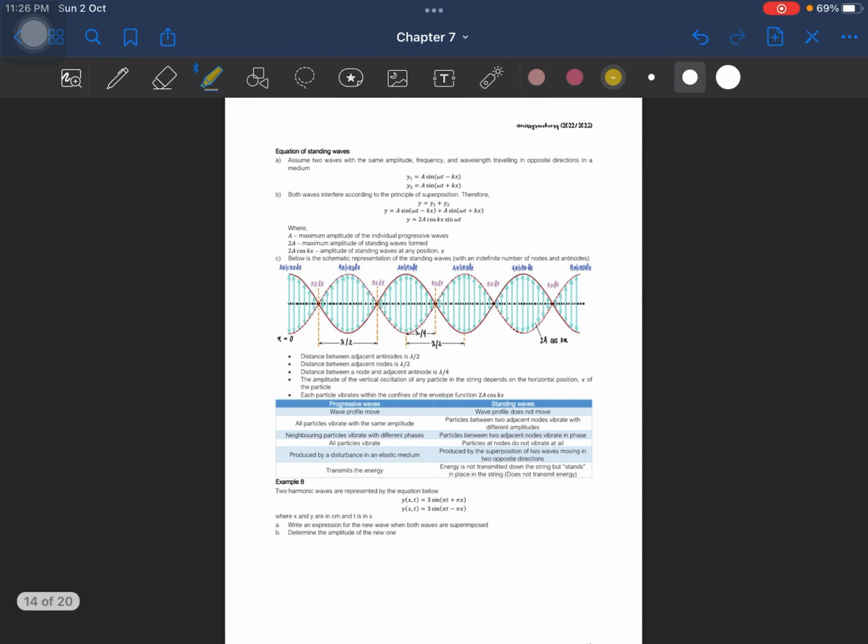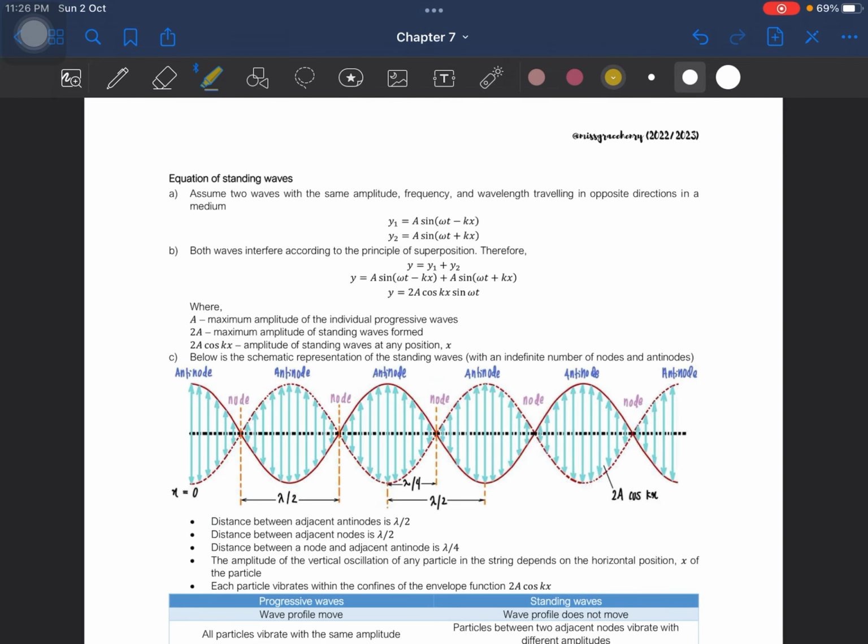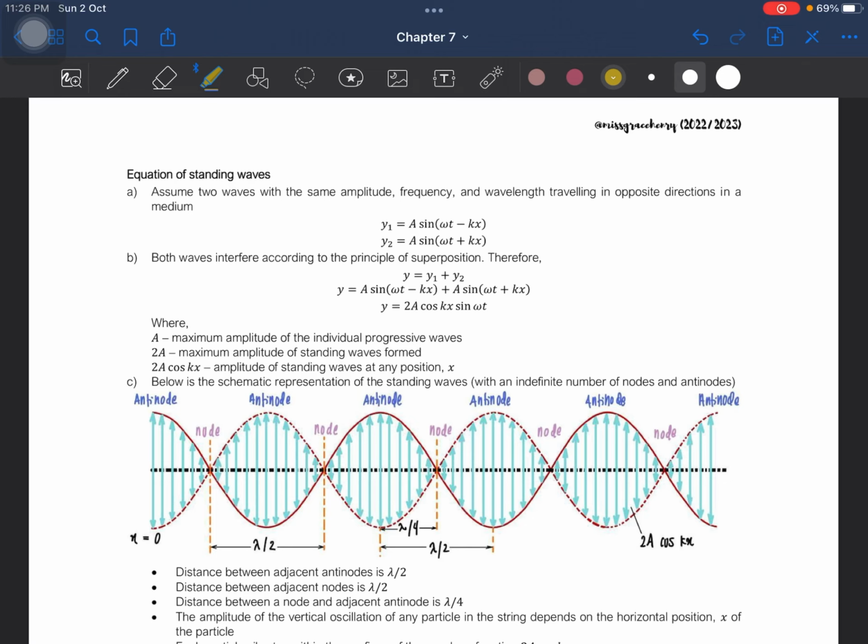Boleh ba? Okay, now the equation of standing waves is this one lah. So let's assume two waves with the same amplitude, frequency, and wavelength traveling in opposite directions in the medium. So kita ada y1, y2. So bila dorang lepas each other, both waves interfere.